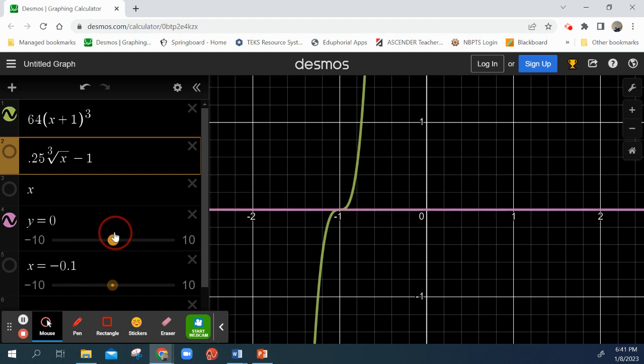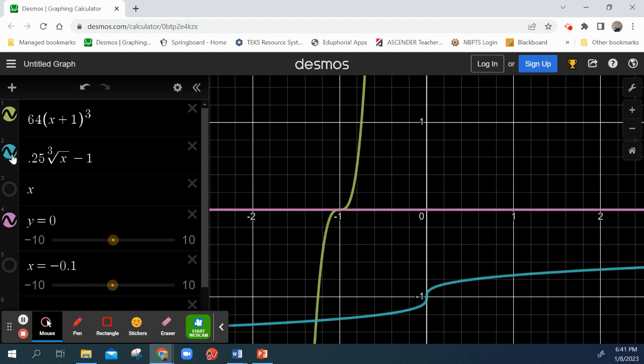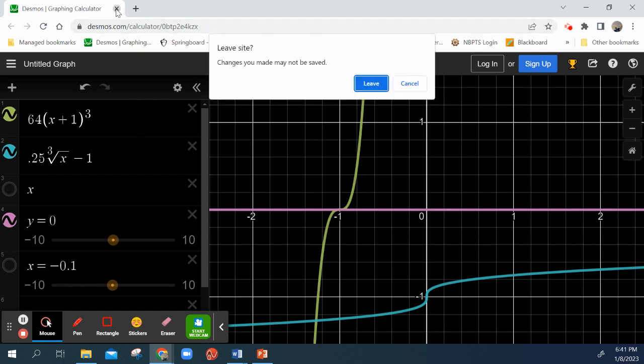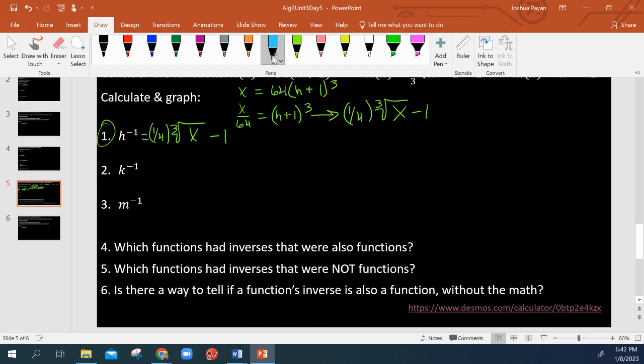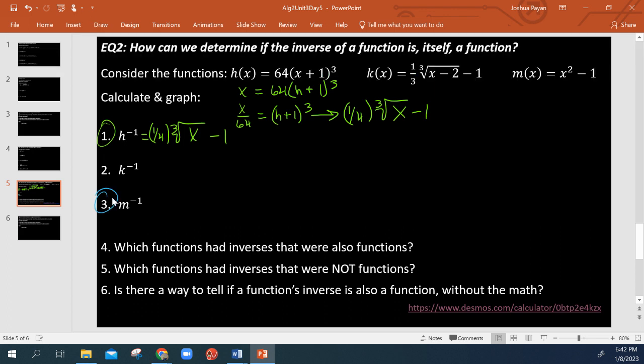So when we turn it on its side, like we do here, right? If it's one to one, when we change that horizontal line into a vertical line, it's still going to only intersect it once. Okay. So I'm not going to waste too much time in this video. I think you'll be all right without seeing number two as an example.